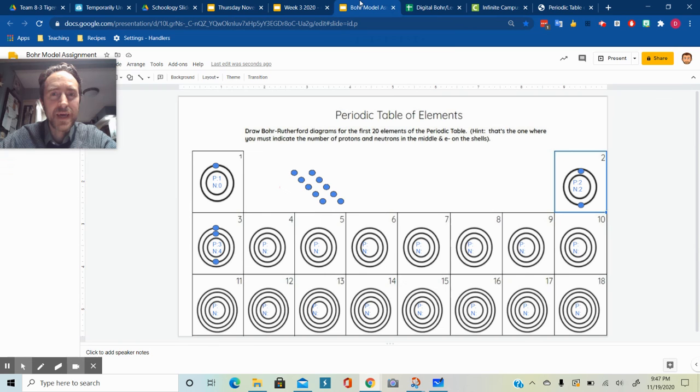Your mission today is to go ahead and fill in, it says 20 here, but let's just stop at 18. So we'll do 18 elements, and then answer the question on the second slide and submit when you are done.